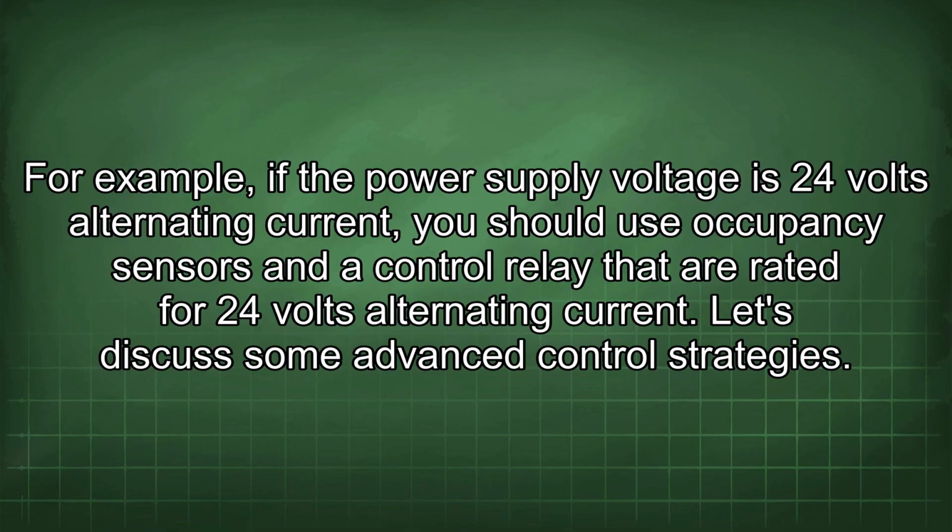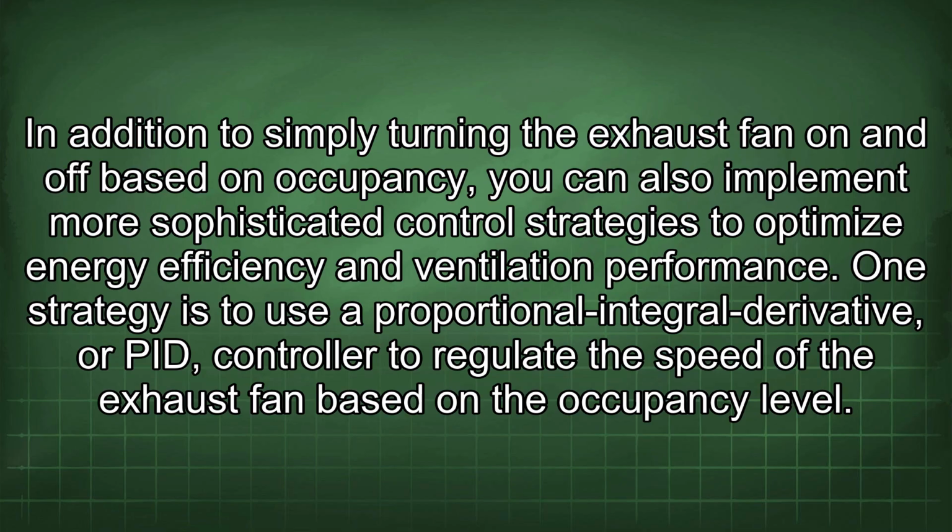Let's discuss some advanced control strategies. In addition to simply turning the exhaust fan on and off based on occupancy, you can also implement more sophisticated control strategies to optimize energy efficiency and ventilation performance. One strategy is to use a proportional integral derivative, or PID, controller to regulate the speed of the exhaust fan based on the occupancy level.